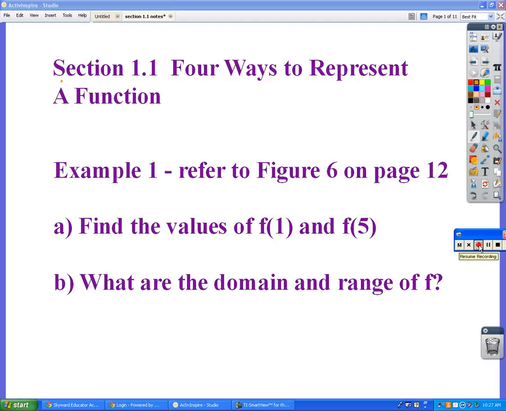So the first chapter in the book is on functions and models. It is on page 10. And we are only going to do 2 sections from this chapter. So we're going to talk today and probably a little bit into next week about the 4 ways to represent a function. And then we're going to sort of skip the next 2 sections. And then we're going to talk about section 1.4, how to do some things on graphing calculators.